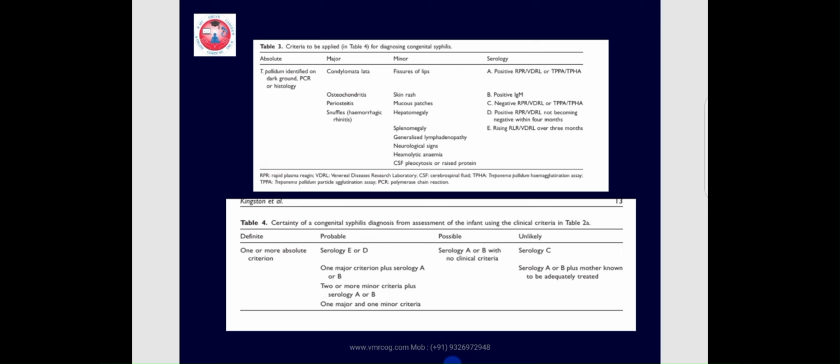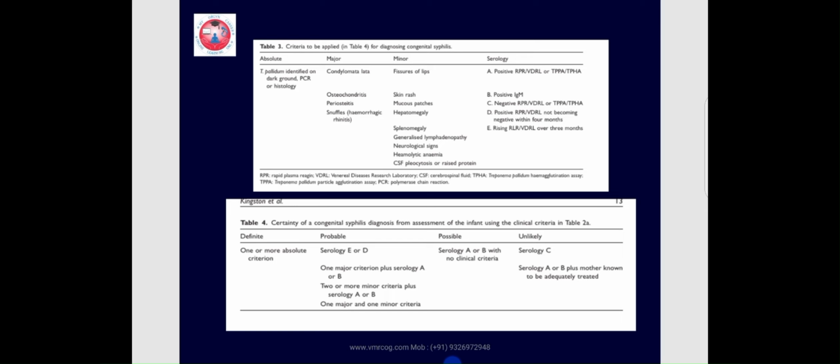Now how to utilize this to diagnose congenital syphilis? The diagnosis will be definitive, or probable, or possible congenital syphilis, or it is unlikely to be congenital syphilis. Let's see. Definite diagnosis is if there are one or more absolute criteria, that is if you can demonstrate directly the Treponema pallidum or the discharge by dark ground or PCR or histopathology, that is a definite diagnosis of congenital syphilis.